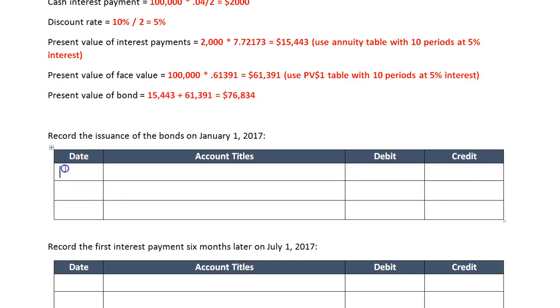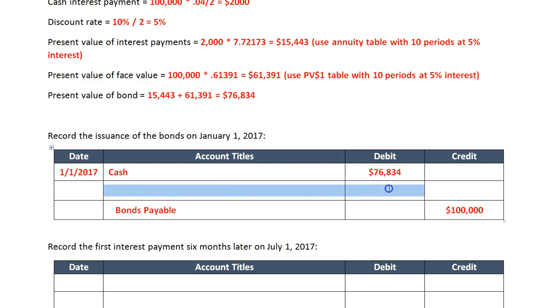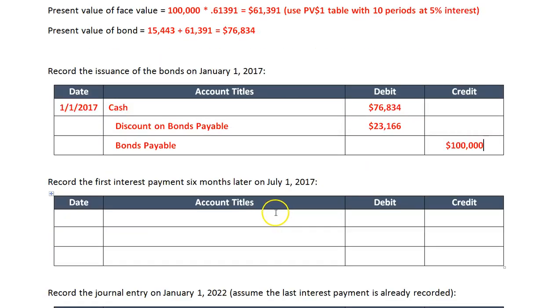All right, let's record the journal entries when we issue the bonds. When we issue them, we're going to collect cash equal to the present value. So that's 76,834. We're going to owe the bonds. Bonds always go on at face, always come off at face. And then the difference here is on the debit side, so we're going to call it a discount. We're also going to call it a discount because we got less cash than the face value of the bonds.